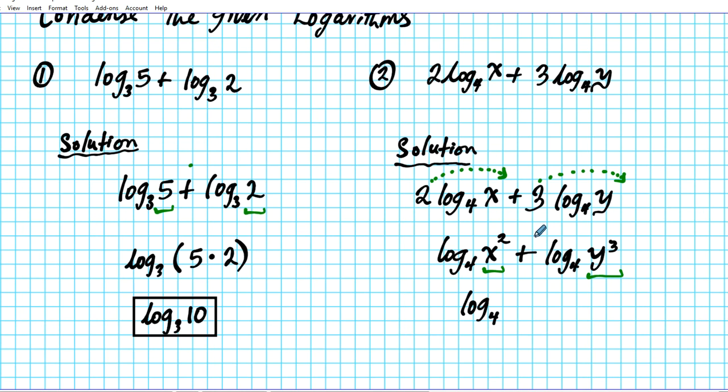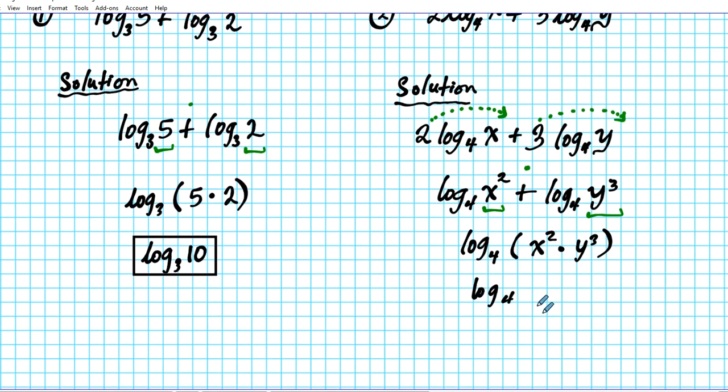Since we have a plus, this plus is going to turn into a product. So we have log base 4 of x squared times y to the third because we have a plus. And then we can rewrite that as log base 4 of x squared y cubed. And that, ladies and gentlemen, is the answer to question number 2.